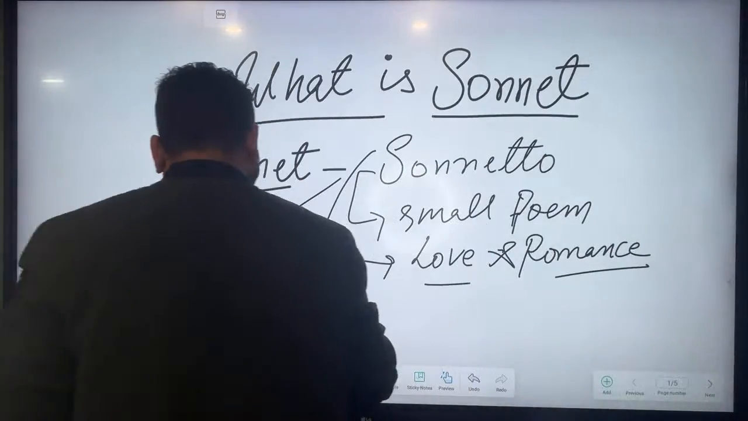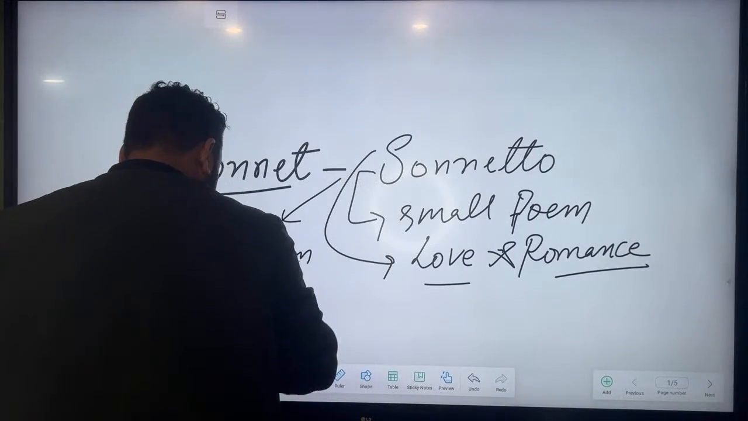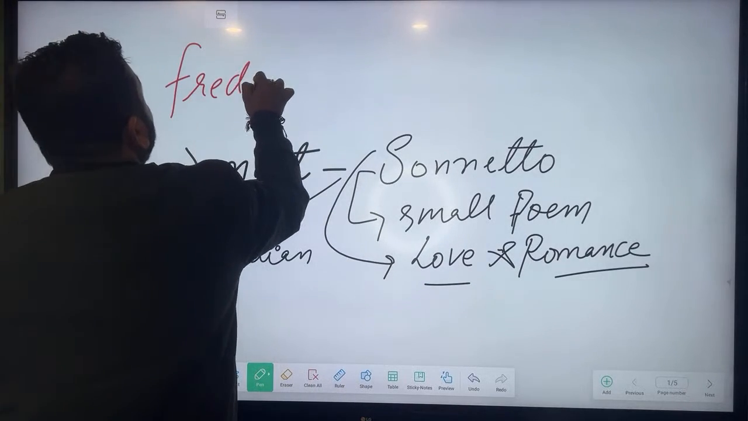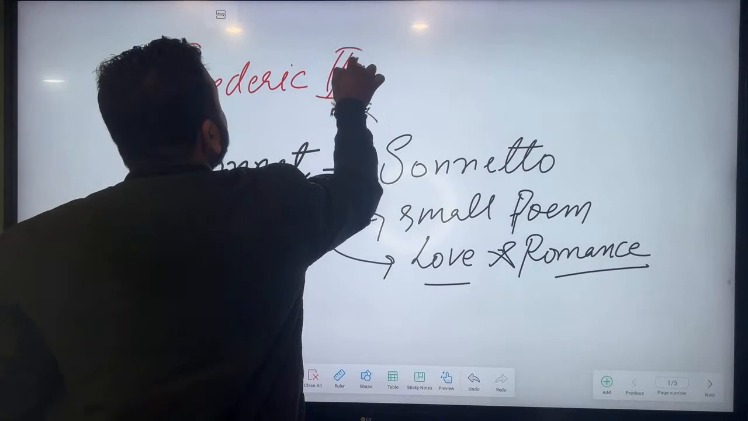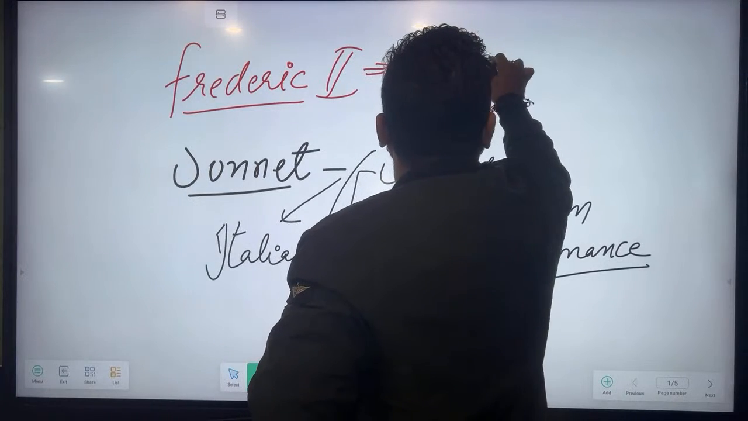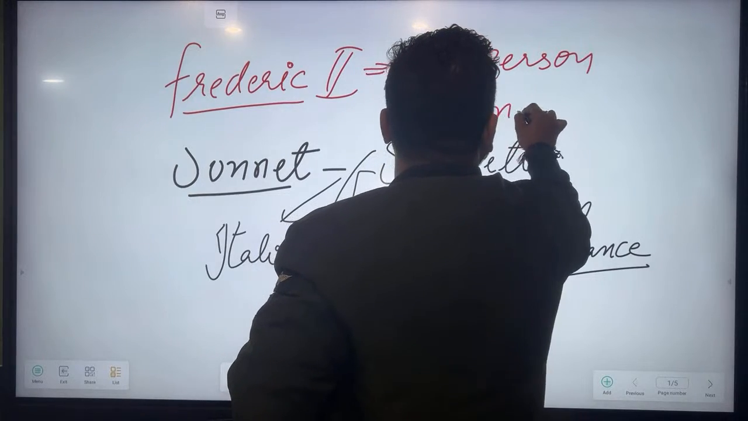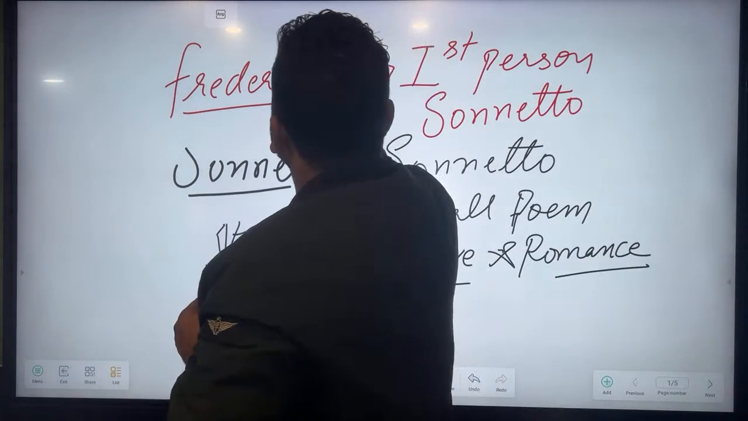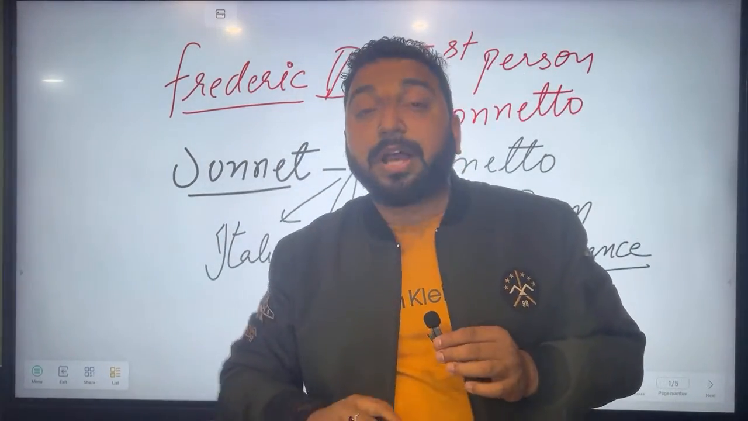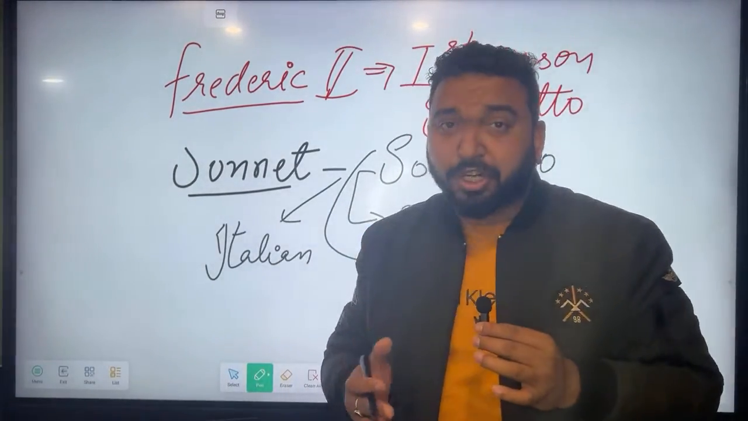Now the point to be noted here. अब आपको सबसे important point देखना है. So I'll change the color. Frederick II, the Holy King, Frederick II, is believed to be the first person who introduced this style, sonetto. Frederick II, the pious man, believed to be the first man who invented or introduced sonetto. Means by chance, if they ask a tough question, normally they won't ask.